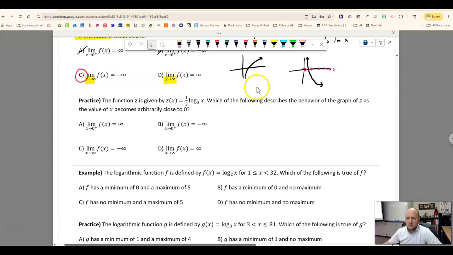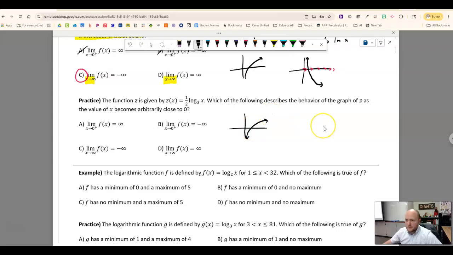All right, practice problem here. We've kind of already talked about this in the previous example. The function z is given. Which of the following best describes the behavior of the graph of z as the value of x becomes arbitrarily close to 0? Pause video, I'll show you the answer here in a second.